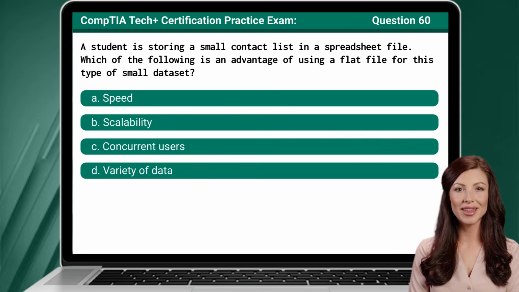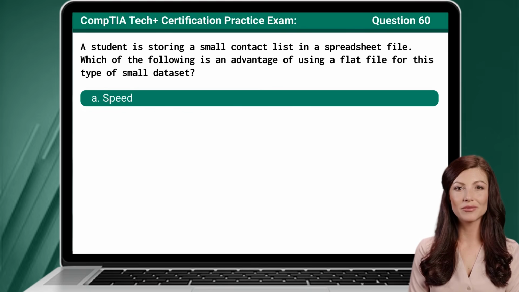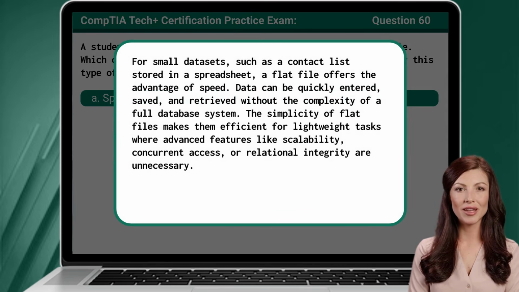The answer is A. Speed. For small datasets, such as a contact list stored in a spreadsheet, a flat file offers the advantage of speed. Data can be quickly entered, saved, and retrieved without the complexity of a full database system. The simplicity of flat files makes them efficient for lightweight tasks where advanced features like scalability, concurrent access, or relational integrity are unnecessary.